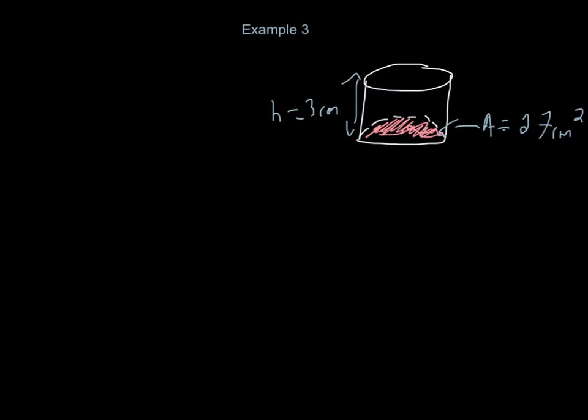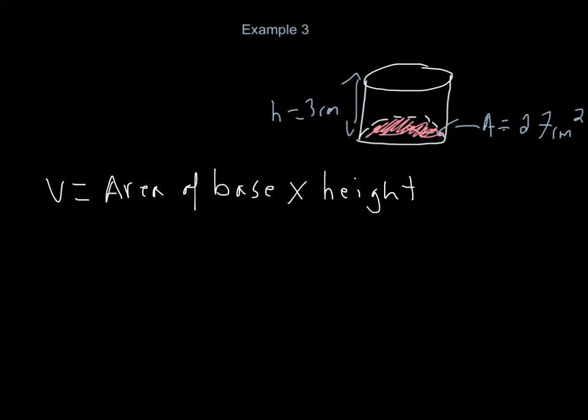Let's try another. So example 3 here. Now we've got a cylinder, which is just wonderfully drawn by me, as you can see there. So once again, our volume to find this is going to be the area of the base times height. So you can pause it here and play it when you want to see the solution.